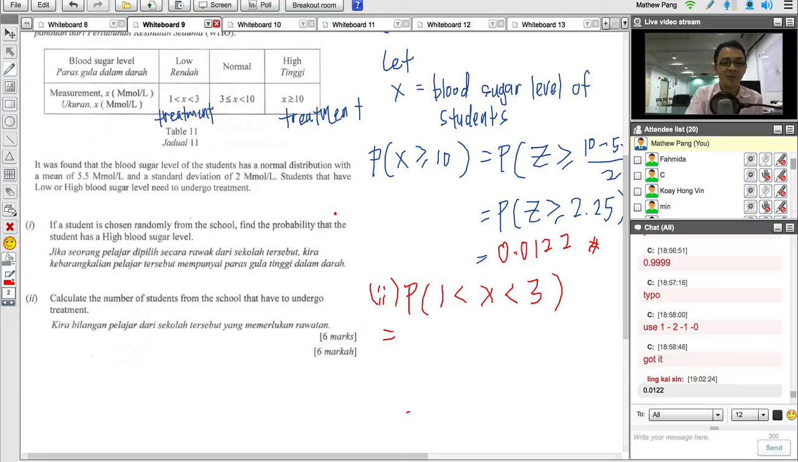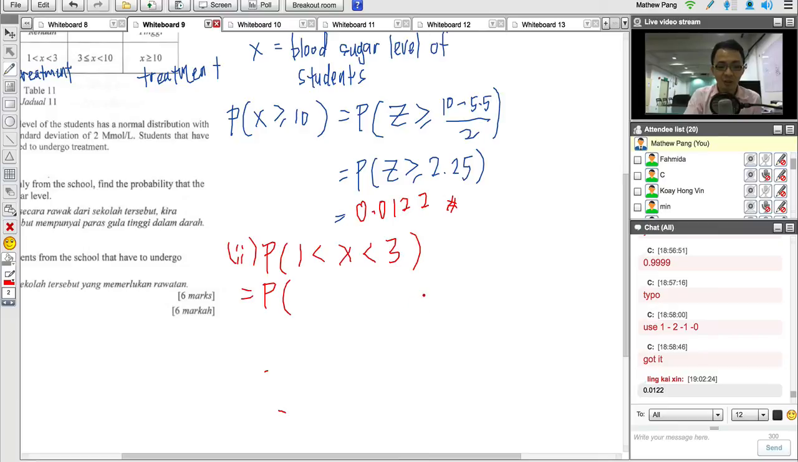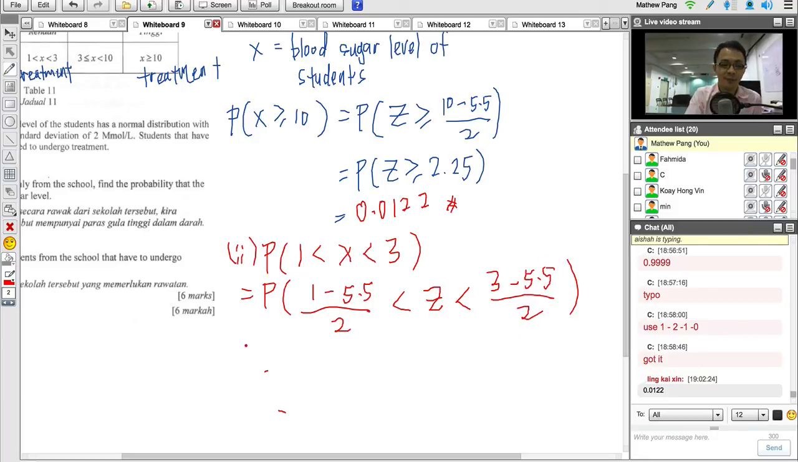Obviously we have to change it to Z. You're going to see how I change here. I write a Z here and substitute the formula: 1 minus 5.5, that is X minus the mean over the standard deviation, and this other one is 3 minus the mean over the standard deviation. I use a calculator: 1 minus 5.5 divided by 2, I got negative 2.25. And this is Z: 3 minus 5.5 divided by 2, I got negative 1.25.